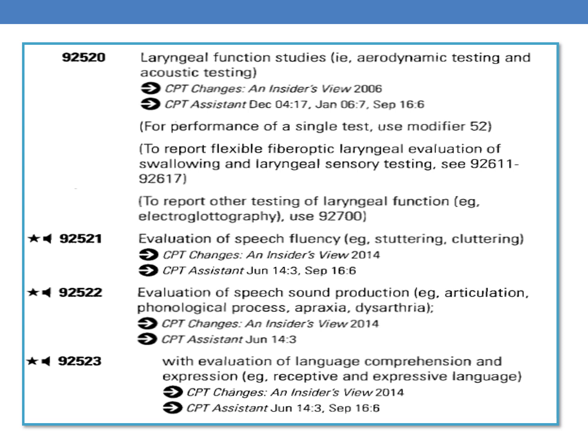The next CPT is 92523. If the above test, that is evaluation of speech sound production, is performed with evaluation of language comprehension and expression, for example receptive and expressive language, you need to report 92523. 92522 must be reported for evaluation of speech sound production. It includes articulation, phonological process, apraxia, and dysarthria. Additionally, if evaluation of language comprehension and expression is also performed, you need to report 92523.